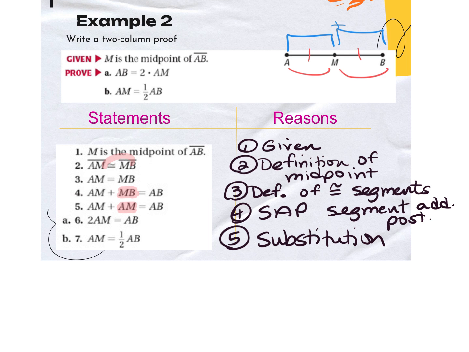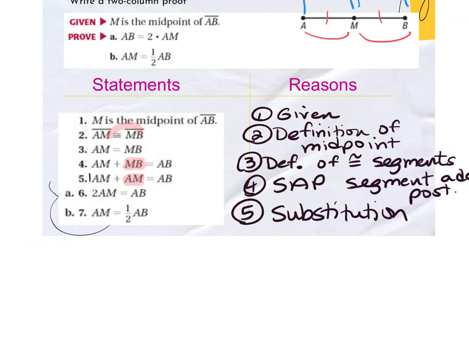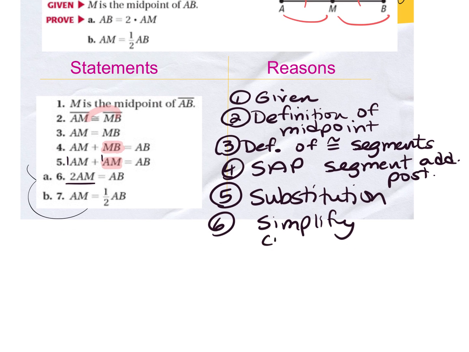And now, from 5 to 6, they applied their algebra skills, and all they did was add 1 AM plus 1 AM, and that's how they got the 2 AM. So this one was simplify. You don't want to put addition because the addition is that property of equality. They did not add the same thing to both sides. All they did was simplify. Now you could also say that this is combine like terms. I would also accept that. But on big ideas, it'll be simplify.